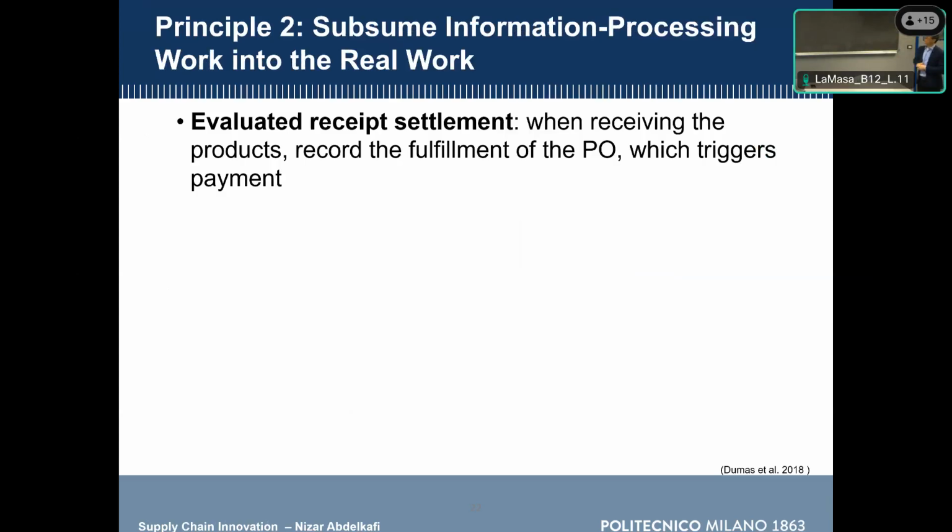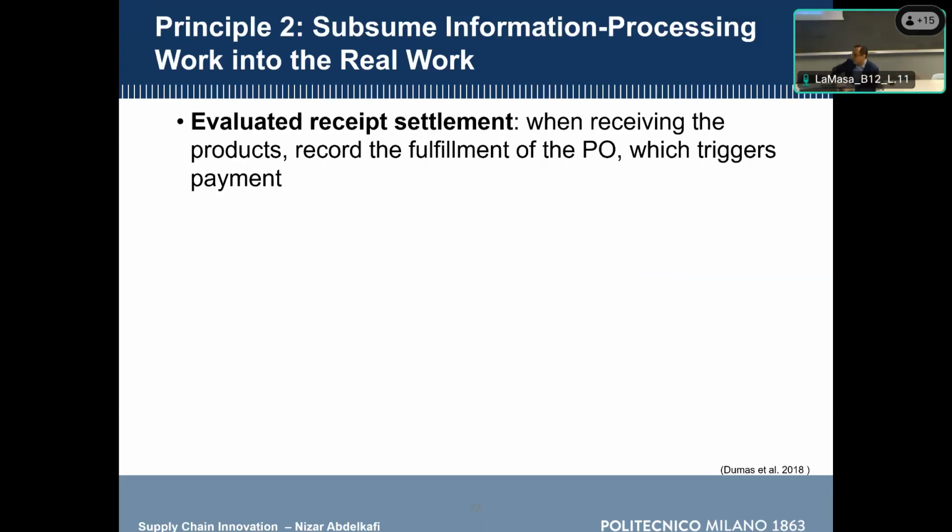And principle 2 is subsume information processing work into the real work. Very interesting. What is the real work of the receiving department in the case of Ford? In the as-is process, what is the real work that is done? To receive the goods and store. Exactly. So the real work of the receiving department is to receive the goods and to store them in the warehouse. And the idea here is to integrate the information processing into that receiving task.